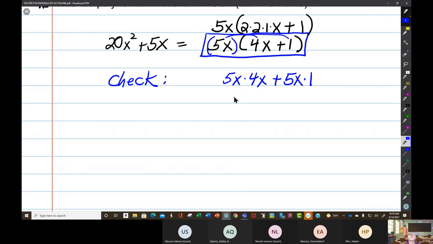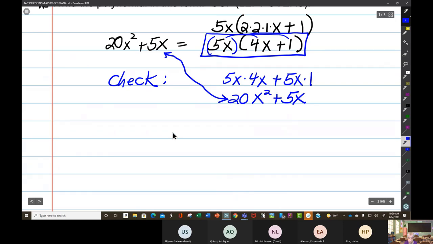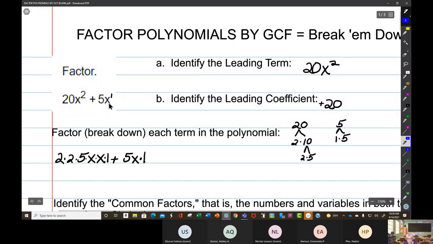That's going to give me 5 times 4, which is 20. x times x, which is x squared. Plus 5x times 1 is 5x. So yes, this is exactly what I started with. So that means I have factored this correctly into 5x times 4x plus 1. And that's the answer. That is the factorization of 20x squared plus 5x. And that's what factoring by GCF basically is all about.